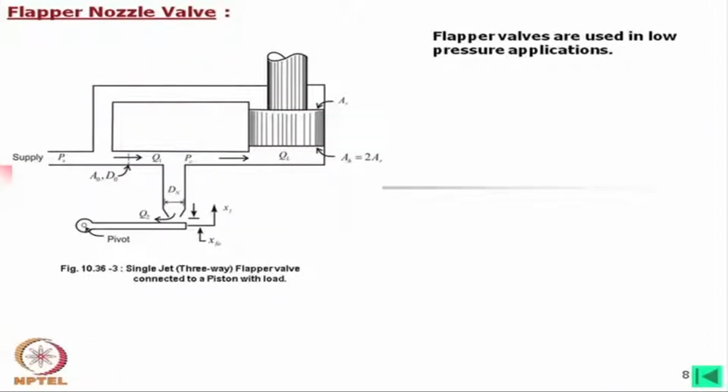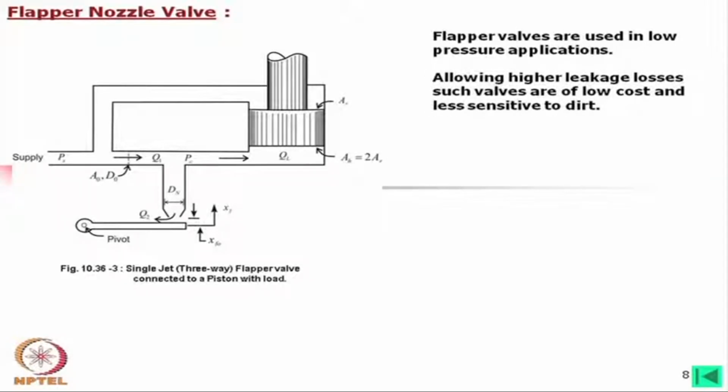Now, I have given the idea of the three-way spool valve. Similarly, there is also a three-way flapper nozzle valve. In the flapper nozzle valve, we will see some advantages over the spool valve. First of all, it is less expensive, but mostly allows higher leakage losses. Such valves are of low cost and less sensitive to dirt.